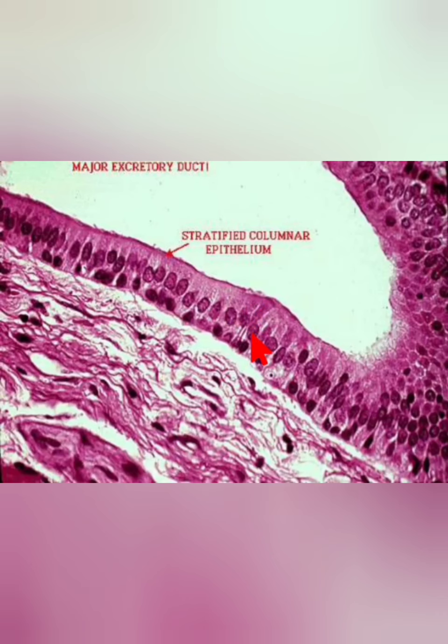Here are the two layers of stratified columnar epithelium. You can see the basal cell layer. These cells are cuboidal and the uppermost cells are columnar.